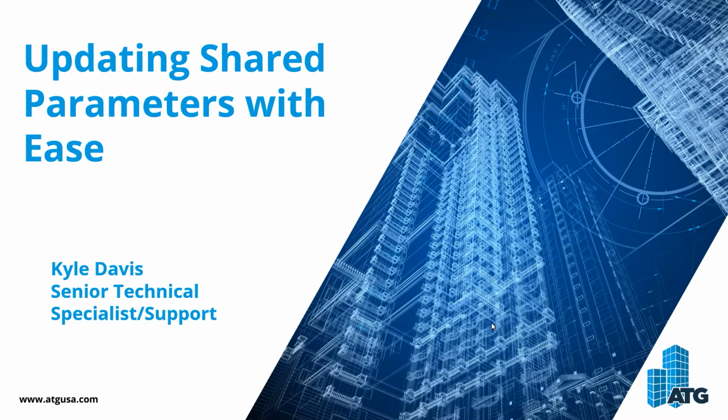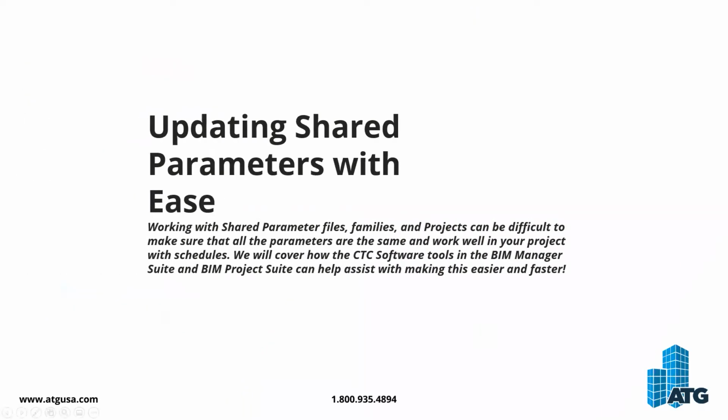So one of the things with updating shared parameters is how long it takes to do so. You have the speed of Revit itself, just going in there and managing your shared parameter file, but then also managing the families and projects. It can be pretty difficult to go through those and make sure your shared parameter file is updated and your content is using the correct parameters. So in this webinar, I'm going to cover how we can update those quickly by using the CTC software suites, the BIM Manager Suite and the BIM Project Suite.